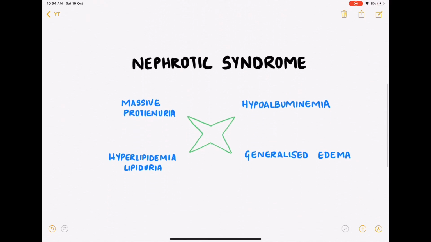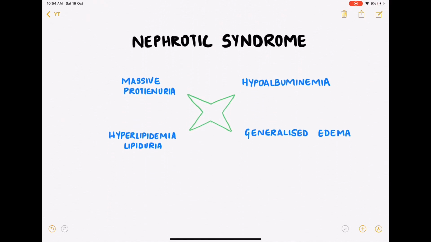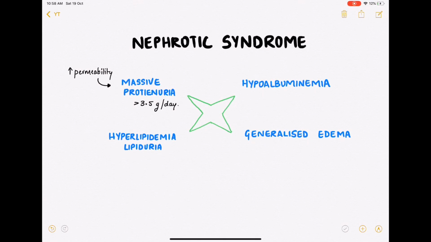Diving into today's topic, nephrotic syndrome is the complex of four main features. So you see massive proteinuria, hypoalbuminemia, generalized edema, and hyperlipidemia and lipiduria. Whatever be the actual cause of nephrotic syndrome, the main pathogenesis remains the same.